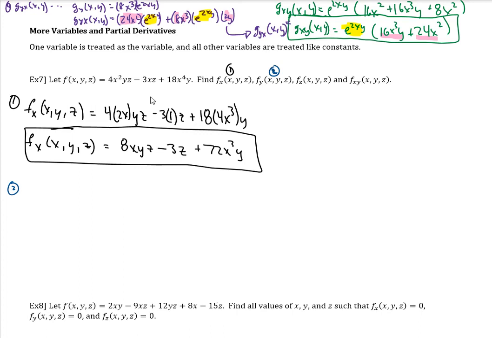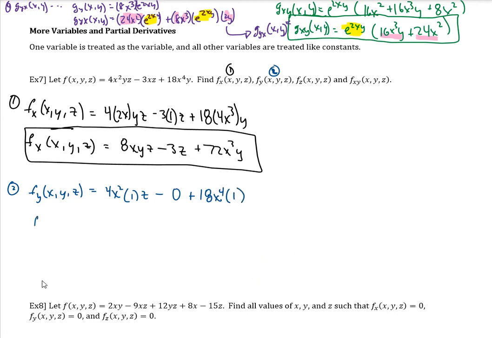I'm back looking at the original function. Let's write our notation down. Looking at the first term, I see a y in it, so I'm going to copy 4x squared. The derivative of y is 1, and then let's copy z attached to it. The second term does not have y, so its derivative is 0, because it's treated as a pure constant. The last term does have a y in it, so let's write the 18x to the 4. The derivative of y is 1.